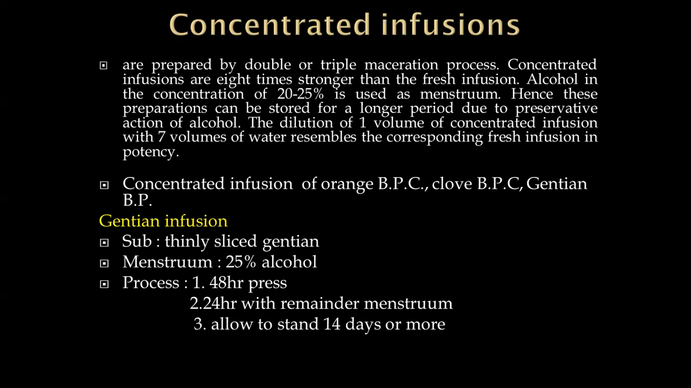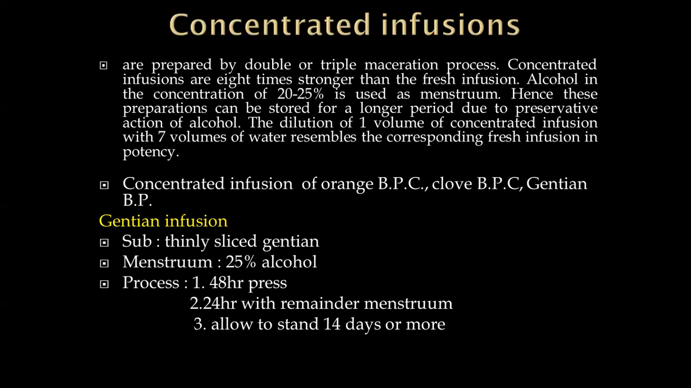And alcohol in the concentration of 20 to 25% is used as a menstruum. Hence, these preparations can be stored for a longer period. Since alcohol is the menstruum, it doesn't allow microbial growth. And the dilution of 1 volume of concentrated infusion with 7 volumes of menstruum resembles the corresponding fresh infusion in potency. So why don't we prepare a fresh infusion?